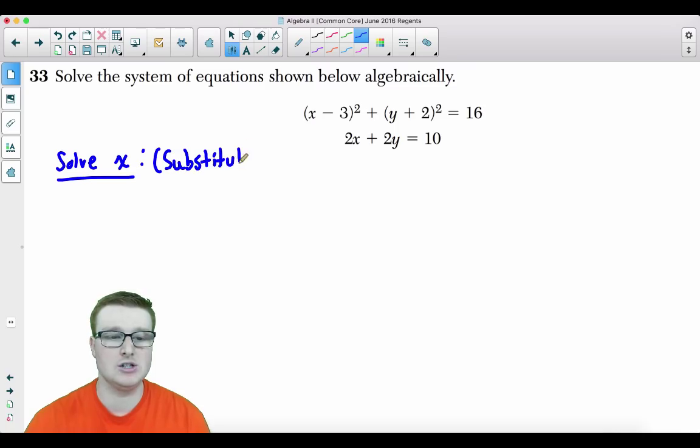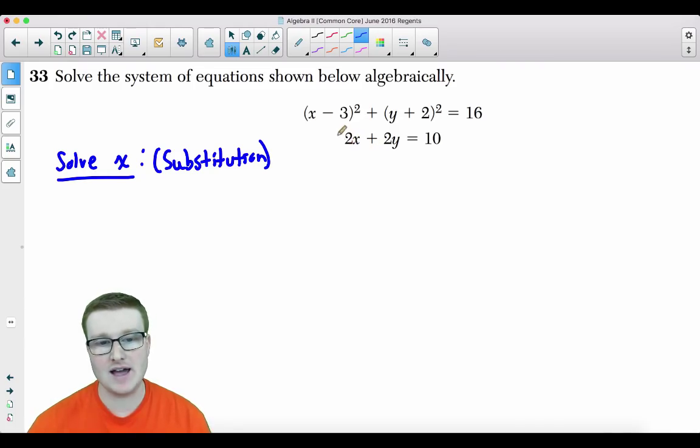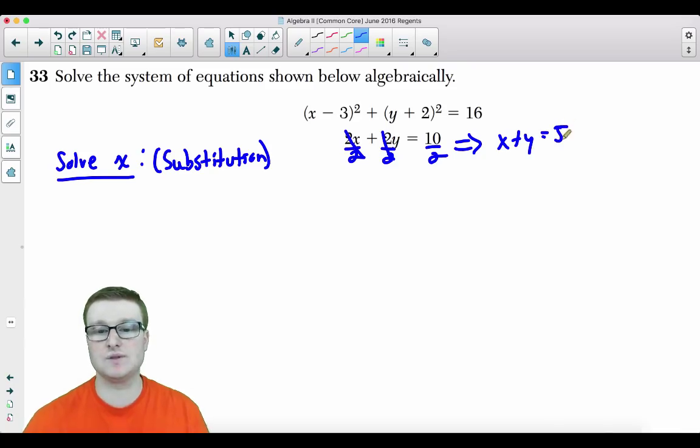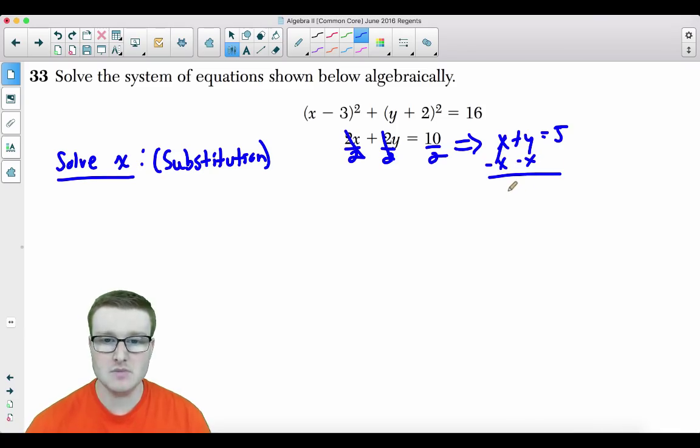Substitution means that you see a relationship between the circle and the line in terms of the variables. If I actually take this line and I divide everything by 2, the 2's cancel, the 10 divided by 2 is 5. So what this breaks down to is you get x plus y equals 5. You're trying to put this in y equals mx plus b form, right? It's a line. So just subtract the x. You get y equals negative x plus 5.